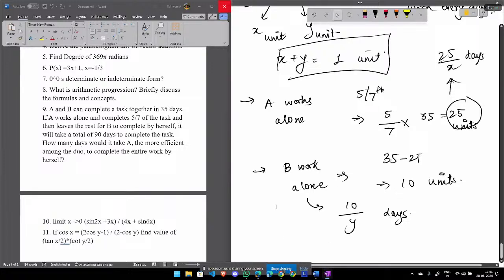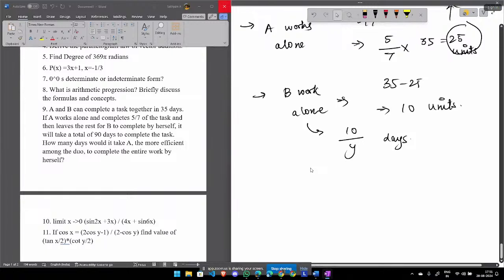Now what is the next thing that they have told us? That A and B, if they work in this way, where A worked alone and then B worked alone for the remaining task, they took 90 days. So I can write it as 25 upon x plus 10 upon y is 90.